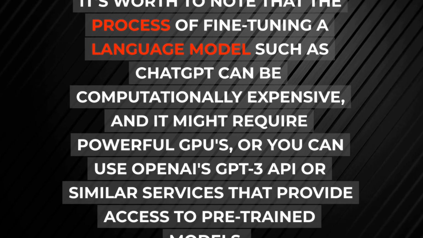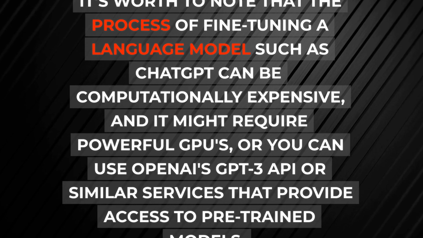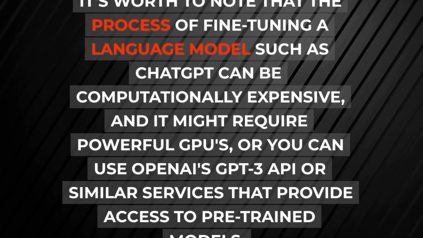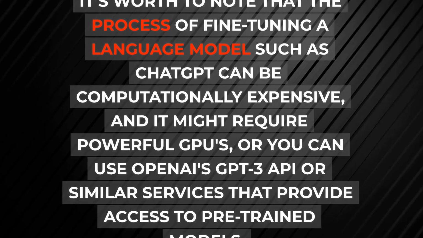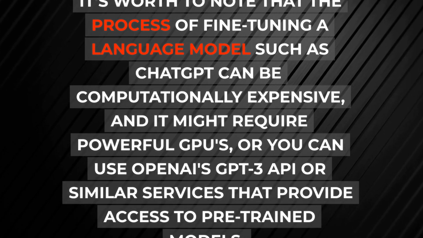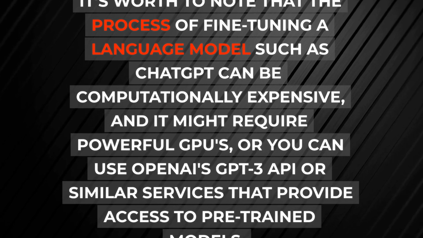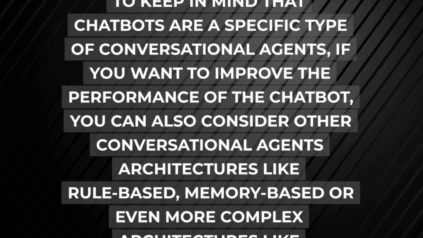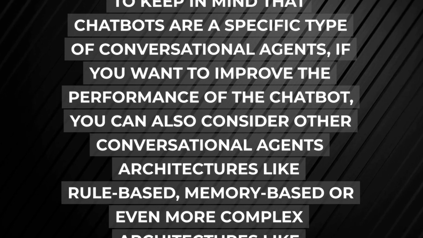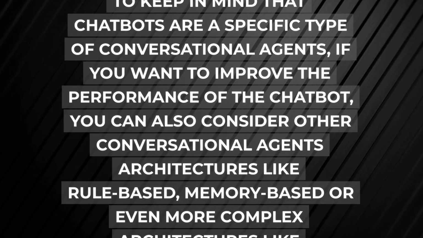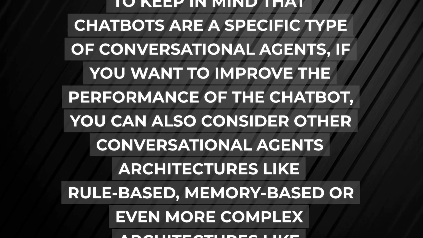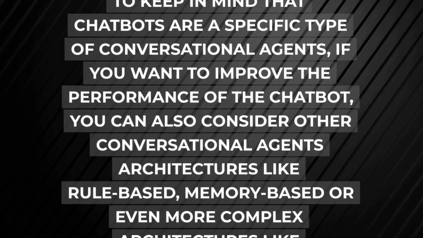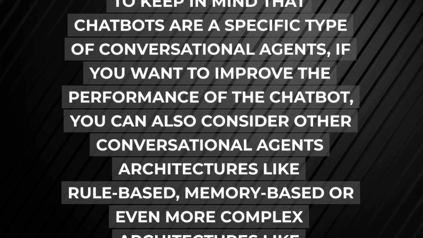It's worth noting that the process of fine-tuning a language model such as ChatGPT can be computationally expensive, and it might require powerful GPUs, or you can use OpenAI's GPT-3 API or similar services that provide access to pre-trained models. Additionally, it's important to keep in mind that chatbots are a specific type of conversational agent. If you want to improve the performance of the chatbot, you can also consider other conversational agent architectures like rule-based, memory-based, or even more complex architectures like attention-based models.